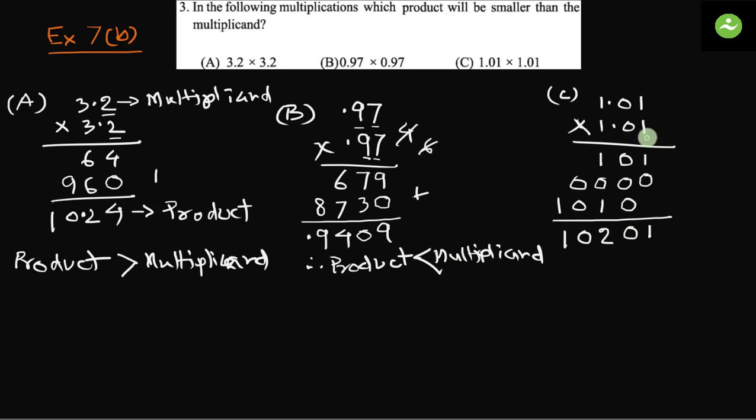Now how many digits before we have to put the decimal point? 1 digit, 2 digit, 3 digit, 4 digit. So total 4 digits before. 1, 2, 3, 4. So 1.0201. That is 1.02 and this was 1.01. So which is larger? Definitely the product is larger. Therefore in this case the product is larger than the multiplicand.